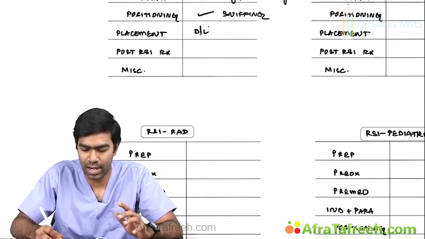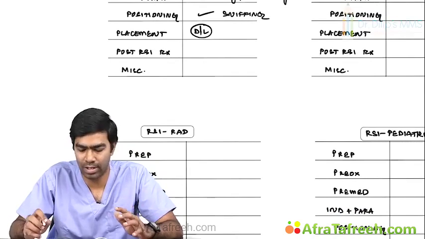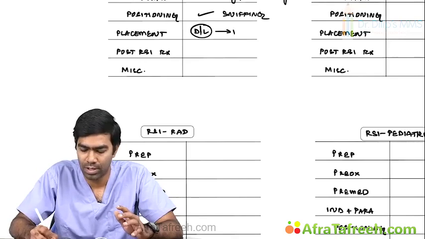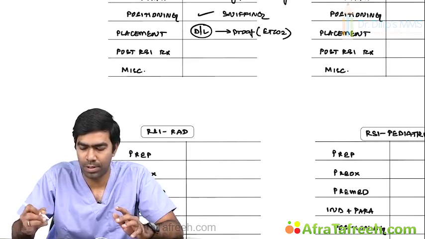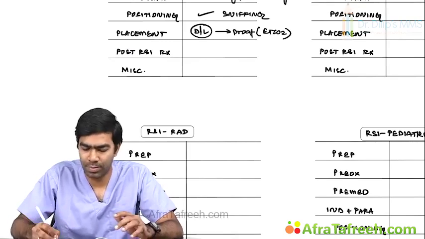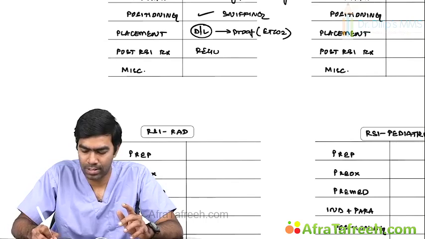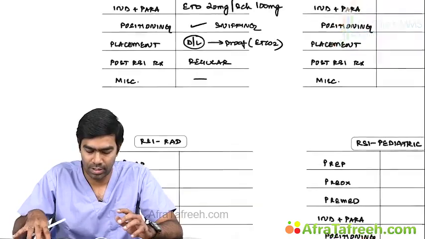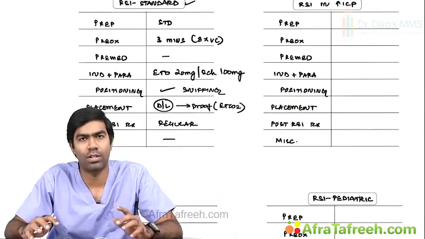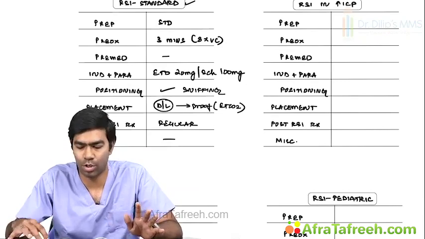We can use a direct laryngoscopy. Usually there's no standard placement precautions, and obviously we have to look for the proof by doing a waveform capnography. Post-RSI management, again regular and standard. There's no much post-RSI management here, miscellaneous nil. So very simple. So this is what a standard RSI protocol is.